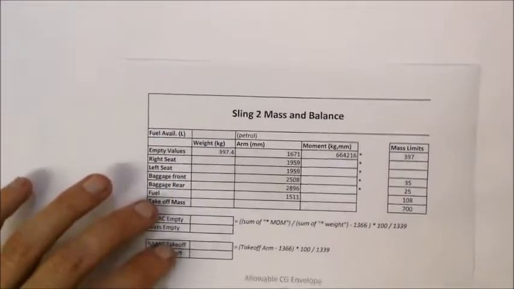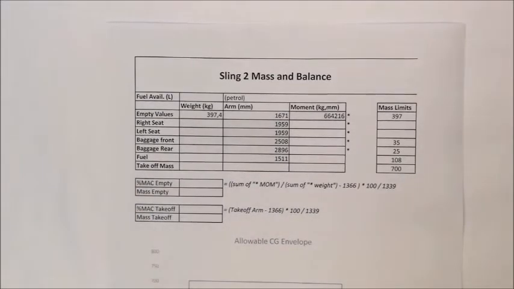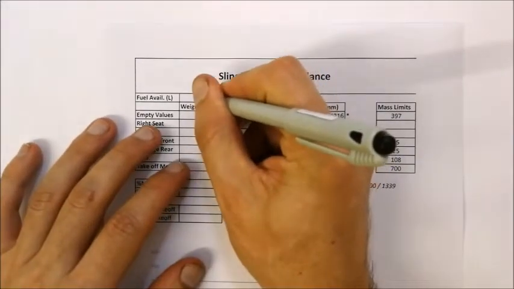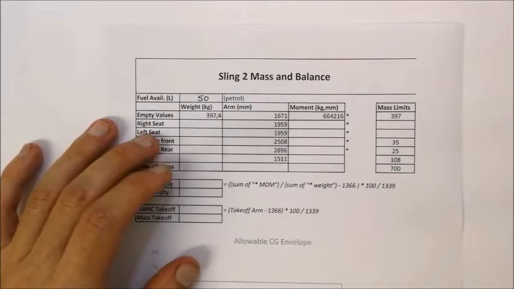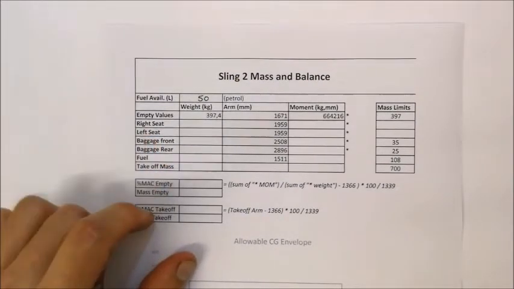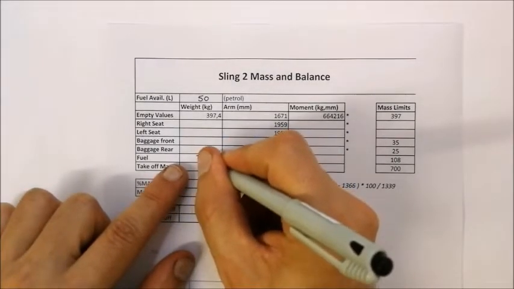Okay, so here we've got a clear mass and balance sheet, and we're going to complete it. In this specific example, we're going to assume that we've got 50 liters of fuel. So we'll place 50 over there. And 50 multiplied by 0.72 is going to give us the mass of the fuel, which will then be equal to 36.